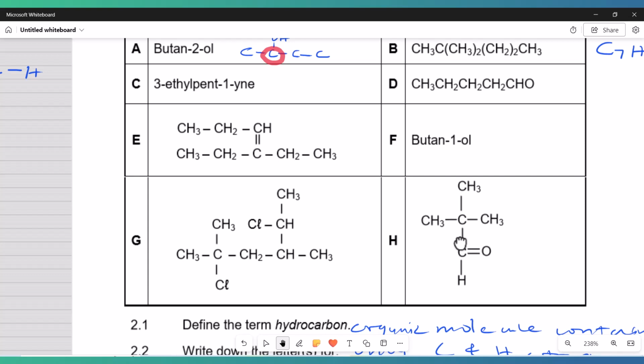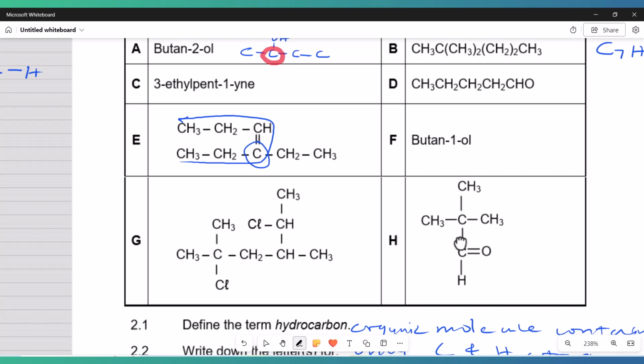Now, compound E, if we say this is 1, 2, 3, 4, 5, we're not right because we are leaving out the functional group. So we rather say 1, 2, 3, 4, 5, 6. So this is our longest continuous carbon chain. In this particular case, on carbon number 3, we have a branch which is ethyl.